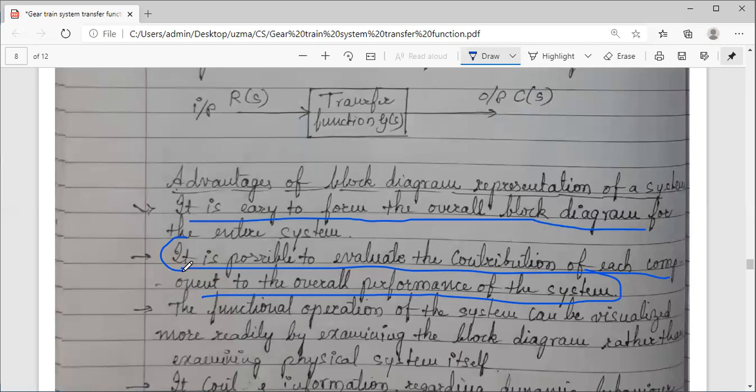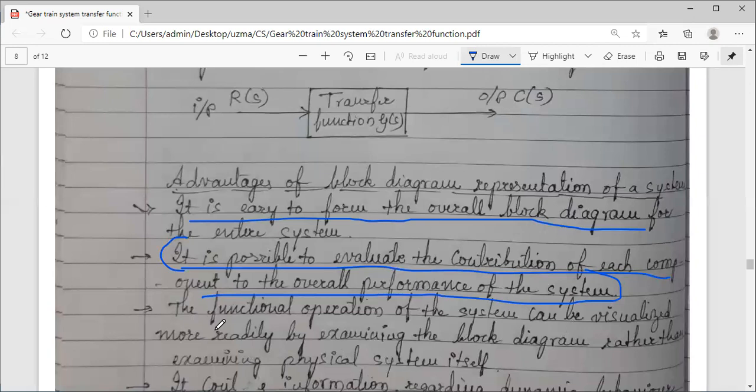How to find the individual contribution, you will understand when we go to one of the next concepts, the closed loop system: how you draw the block diagram and how you find the transfer function. When we look at that, I will explain this evaluation of the contribution of each component to the overall performance. Now, the functional operation of the system can be visualized more readily by examining the block diagram rather than examining the physical system itself.